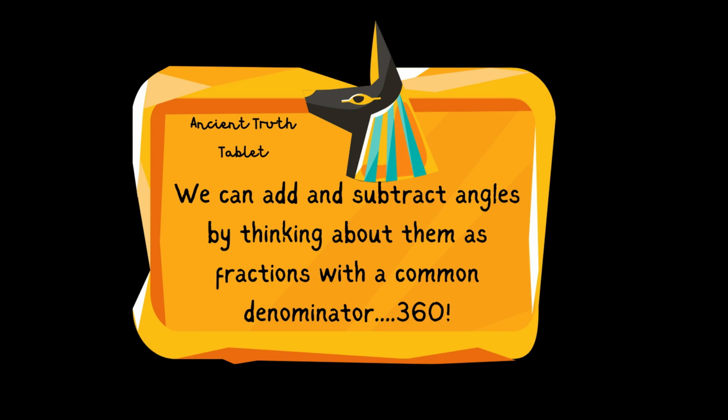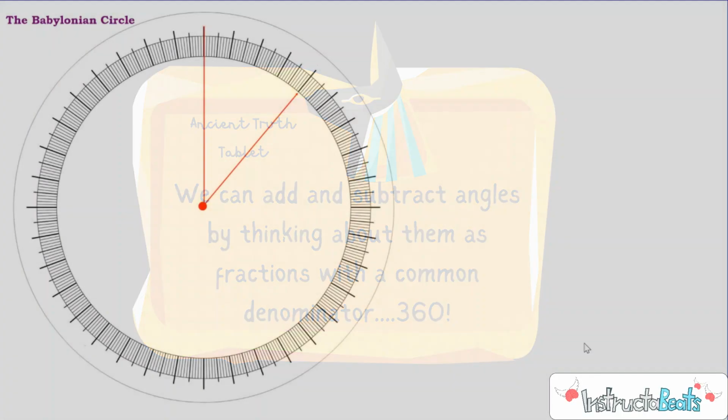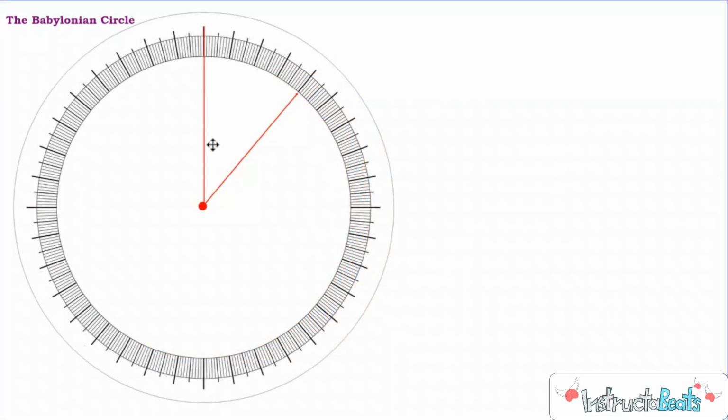Let's take a closer look and prove this ancient truth tablet correct. Here we have a starting angle of 40 degrees. This angle right here, 40 degrees, is 40 out of 360. As a fraction, it would look like that, and as an angle, it just looks like that.